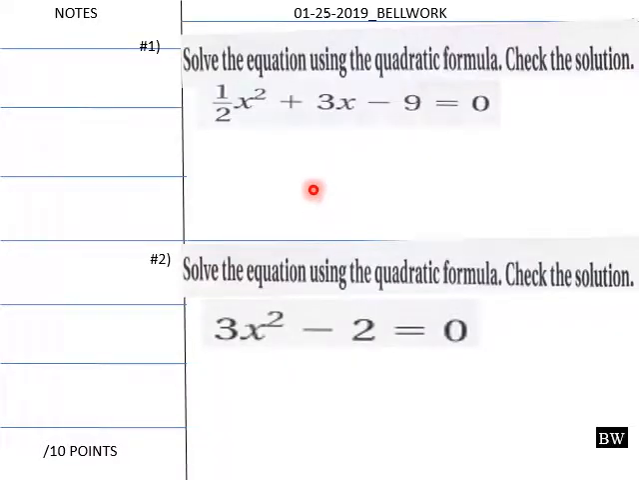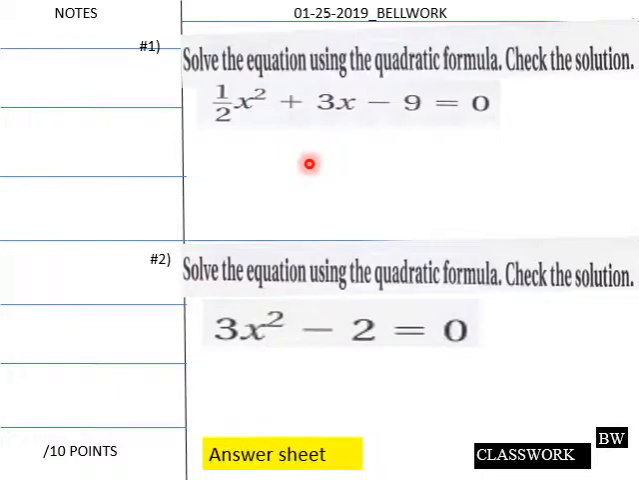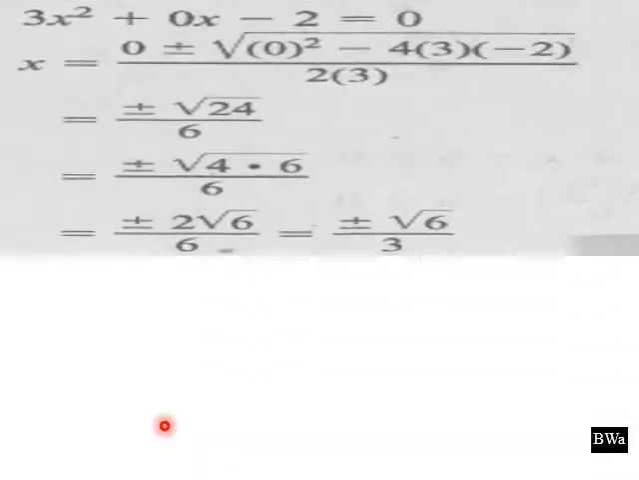Teachers, here's your bell work for today. Solve the equation, use the quadratic formula. Check the solution for both of these. Give your students 5 minutes. Okay, here we're going now. This is number 1. This is your plug-in for your quadratic equation, and you should have plus or minus square root of 6 over 3.